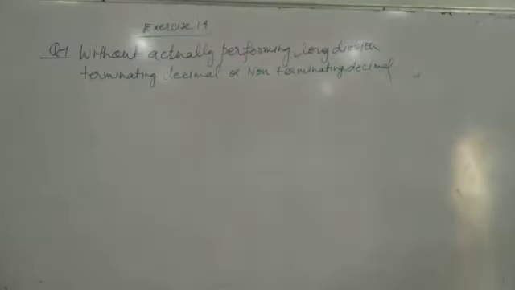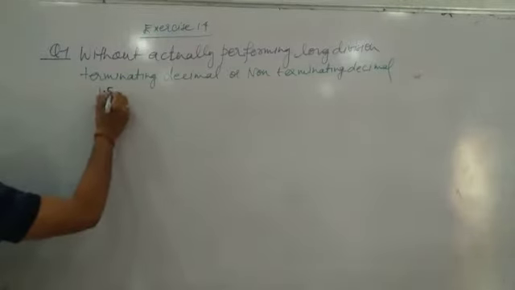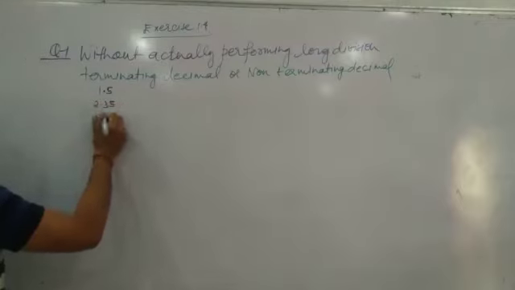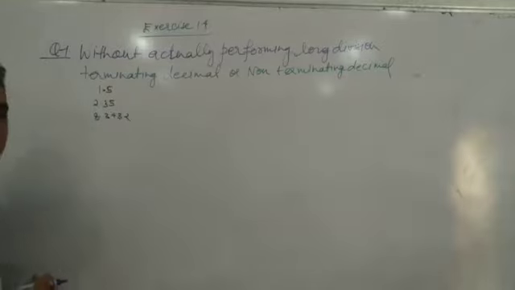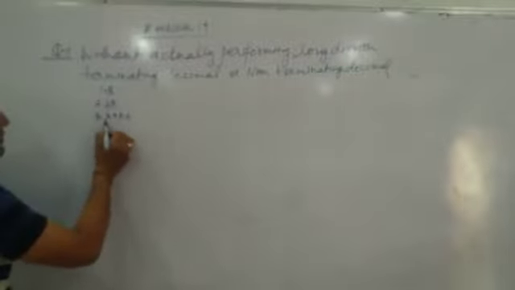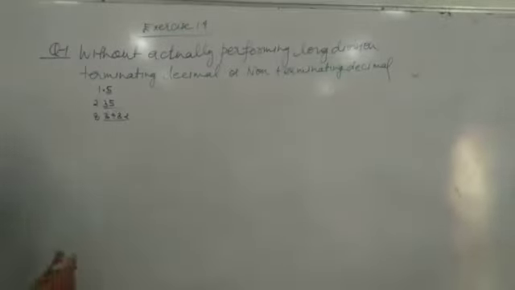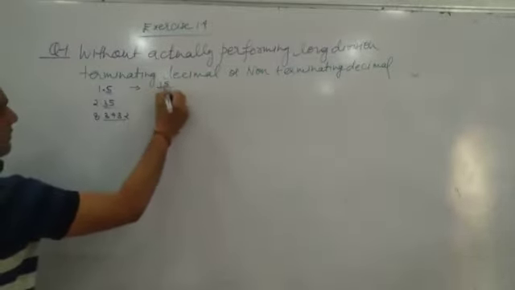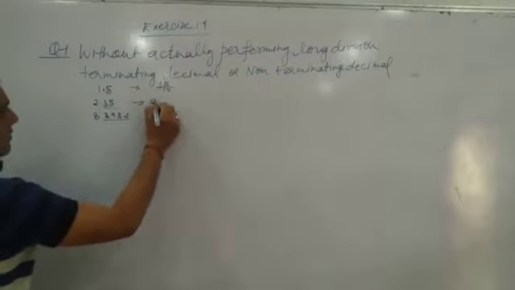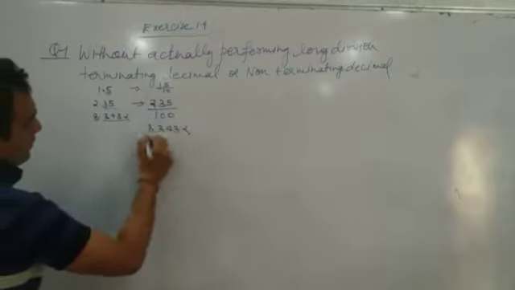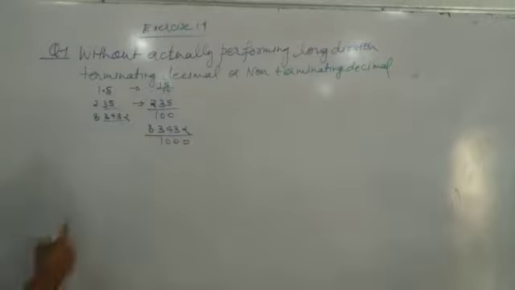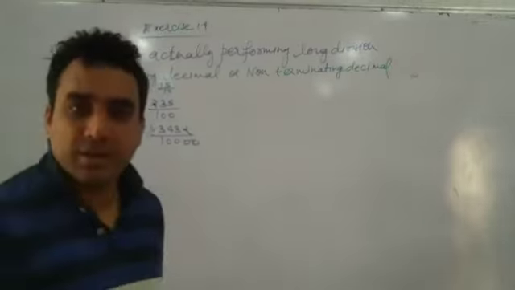As you all know, numbers like 1.5, 2.35, 8.3432 are called terminating decimals because they have a fixed number of digits after the decimal, and they can be written in the form of P upon Q. For example, 1.5 can be written as 15 upon 10, 2.35 can be written as 235 upon 100, and 8.3432 as 83432 upon 10000. So they are called terminating decimals.